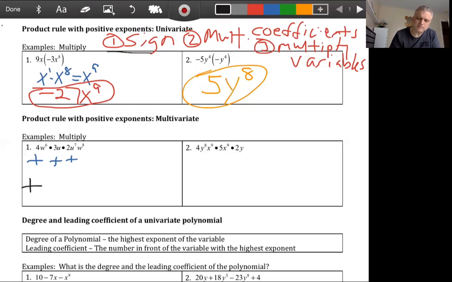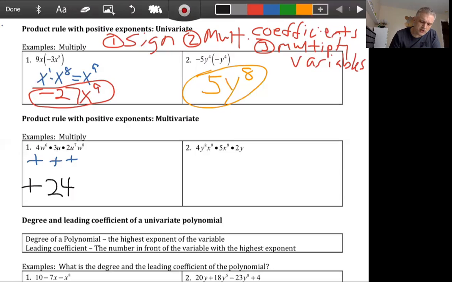So my positive answer is step 1. My second step, multiply the coefficients, multiply the numbers. 4 times 3 times 2. Well, 4 times 3 times 2 is 24. Next step, multiply all of the variables.